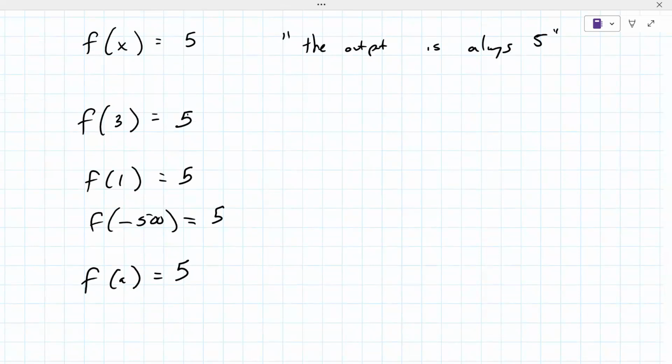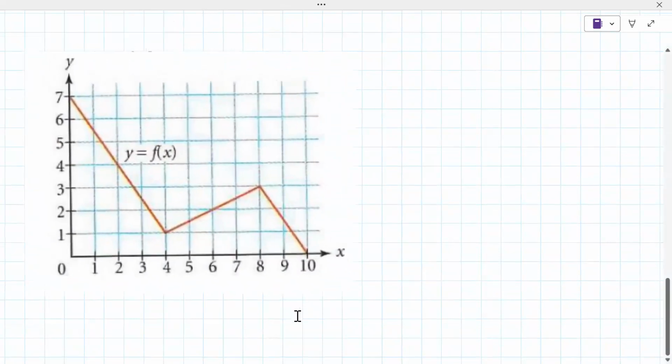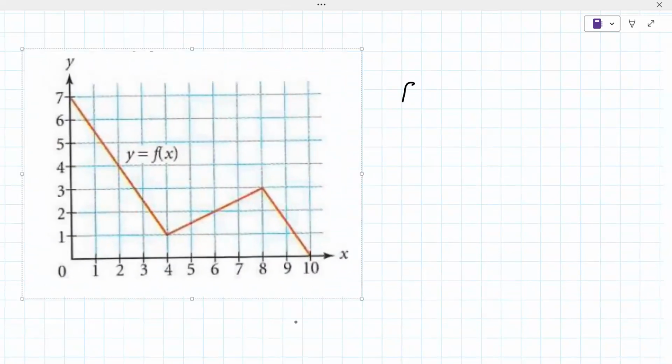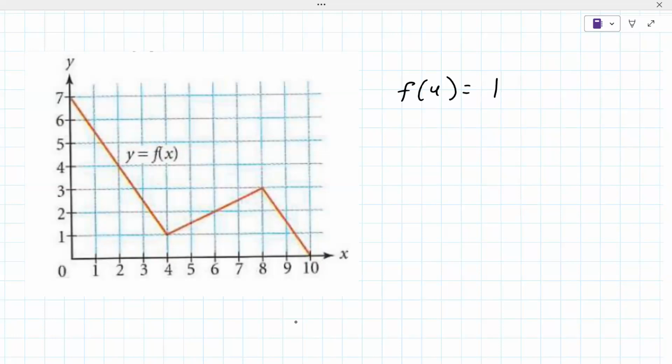Now, sometimes you get a graph. So let's look at that. Here's a graph. All right. Could you find what is f of 4? Maybe this looks familiar from what you saw in class today. Is it 1? It is 1.